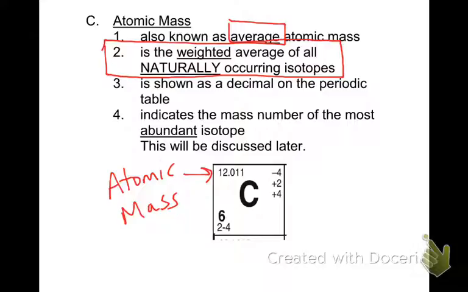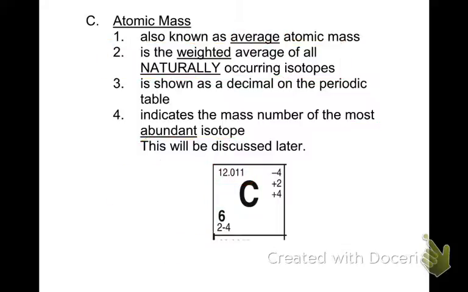Okay, so since it is an average, it's going to be a decimal. It's very rare that you get an average that comes out to be a whole number. And it indicates the most abundant isotope of that element in the world. So in this instance, carbon's atomic mass is 12.011. That means that number is closest to our whole number of 12, so carbon-12 is our most abundant isotope on Earth. We'll discuss that later when we get to isotopes shortly. Not too much longer, we have to wait.